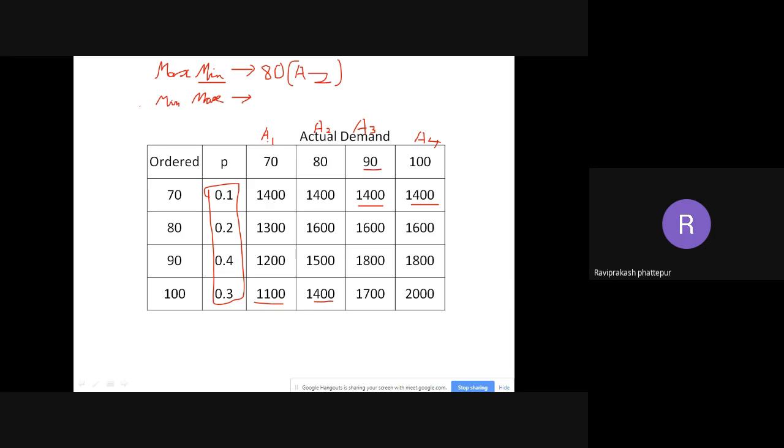Now Purnima, check for minimax. First find out the maximum value, then out of that, the minimum value. Sir, A1. In this I am getting A1, that is 70. Okay. Others check and tell me whether it is the correct answer or not. I didn't understand, sir.